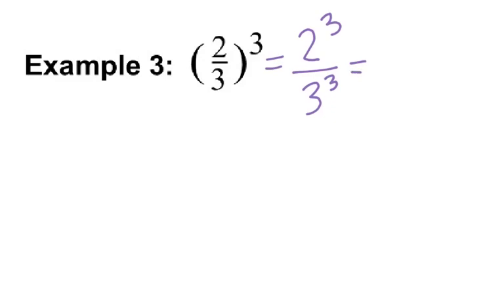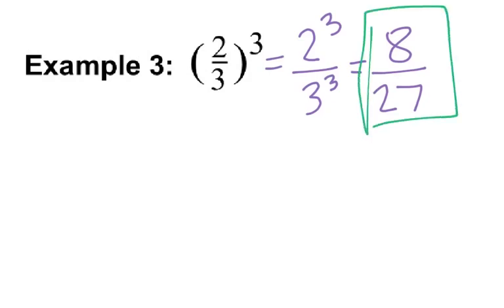So 2 to the 3rd we can put in our calculator, and you should get 8. And then in the same way, 3 to the 3rd you can put in your calculator, and we should get 27. And at this point, we always want to check if we can simplify the fraction, and nothing goes into 8 that also goes into 27. So this is our simplified form. But always make sure if you can simplify the fraction, you should do so.